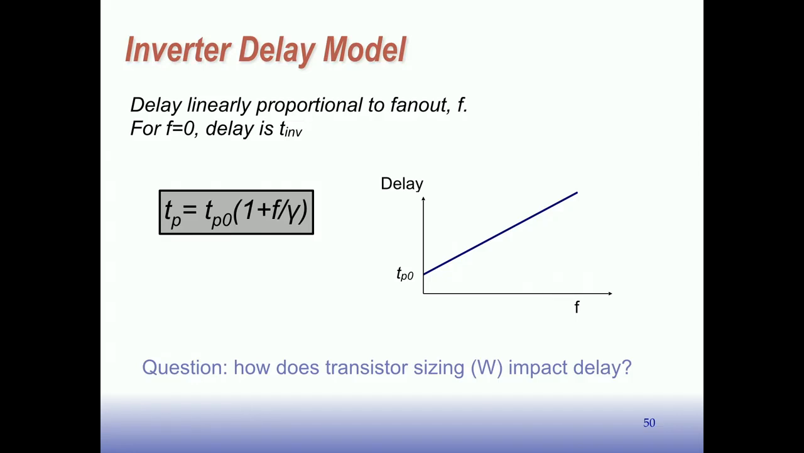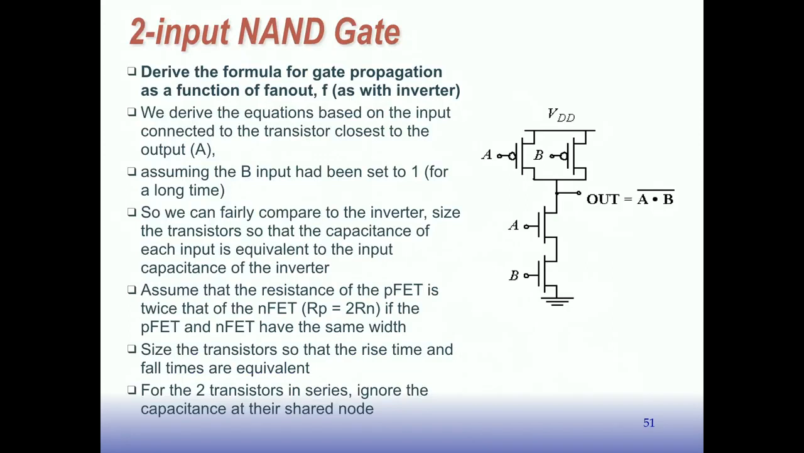Okay, so that was just all review from the end of Tuesday. So now, interesting thing, can we compare how the inverter delay scales with f, and what the intrinsic delay of the inverter is, compared to, say, a 2-input NAND gate or a 2-input NOR gate, or maybe even an N-input AND or an N-input NAND or an N-input NOR?